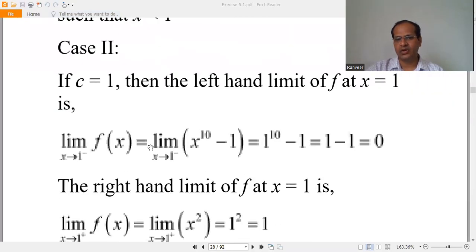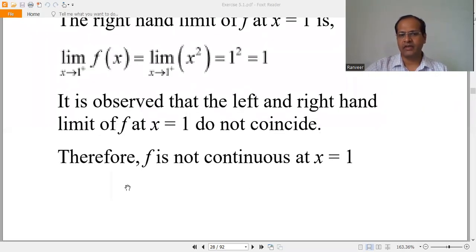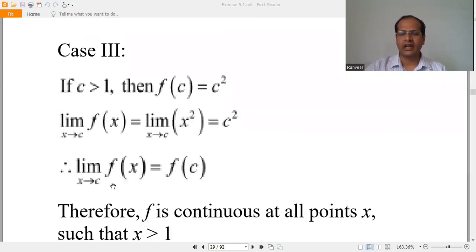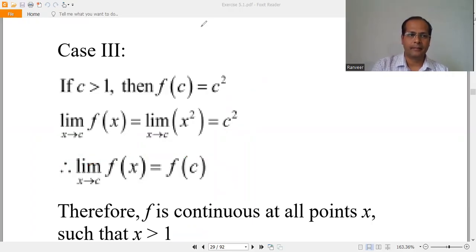Case 2, C is equal to 1. Already we got the value, the f of 1 minus, this value is 0, this value is 1, and definitely the 1 plus and 1 minus limits are not the same, so definitely this is not continuous. And case 3 we have to take when C is greater than 1. So f of C, according to the definition, is C square, and limit x tending to C f(x), x tending to C x square, we can write here C square. So both values are the same, so f is continuous when x is greater than 1.